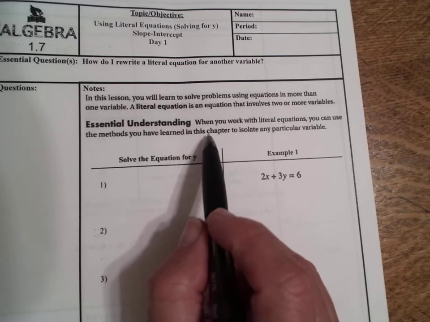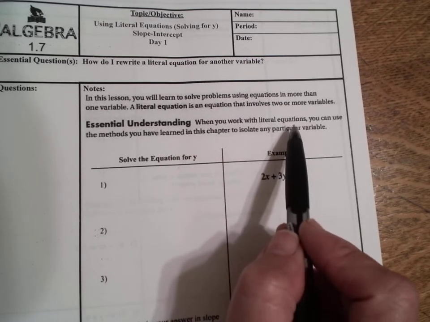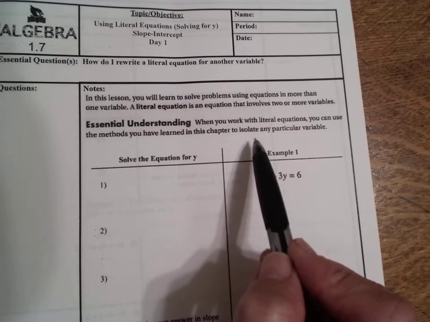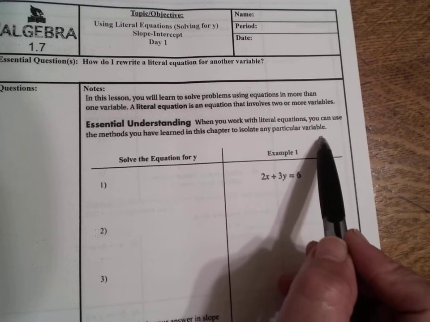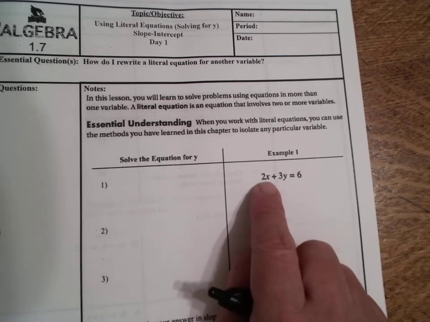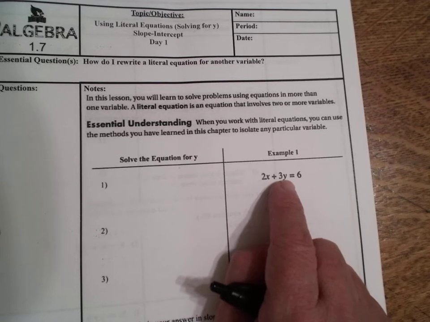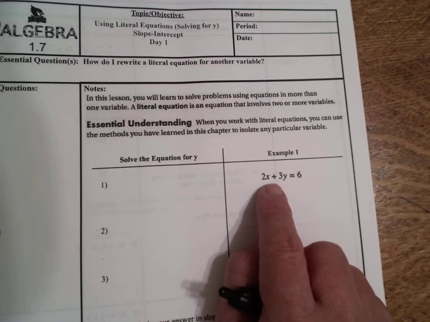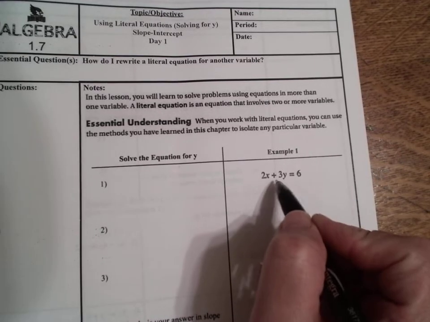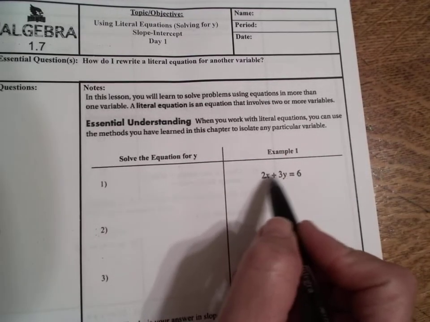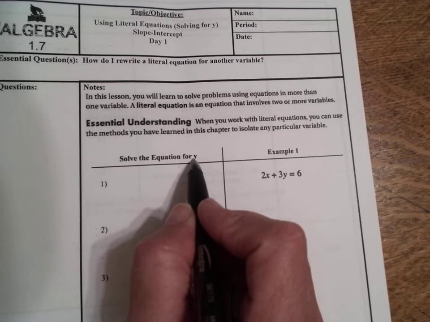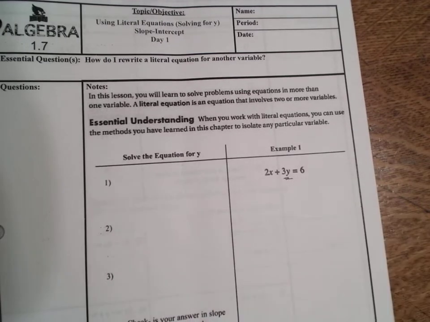Okay, now, this is what I want you to understand. When you work with literal equations, you can use the methods you have learned in this chapter in solving equations to isolate any particular variable. So for example, let's just say you didn't have a y here, and you just had 2x plus 3 equals 6. Well, you would subtract 3 and then divide by 2. Same thing: we want to figure out what we want to solve for. When we have more than one variable, we need to know which variable we're going to solve for. We want to solve the equation for y, so this is the variable that we want to end up isolated by itself.